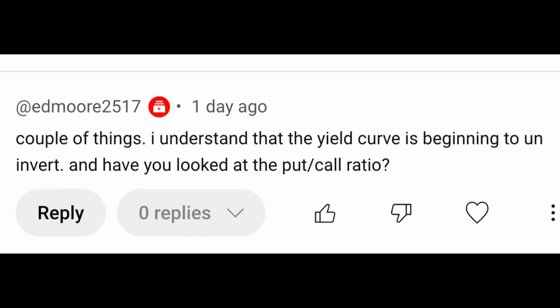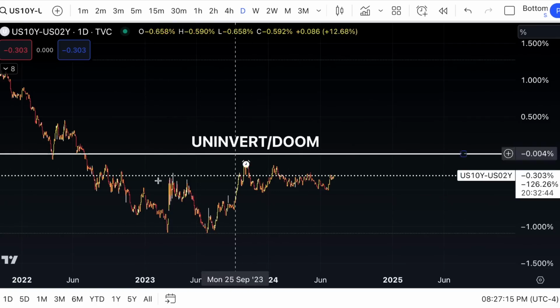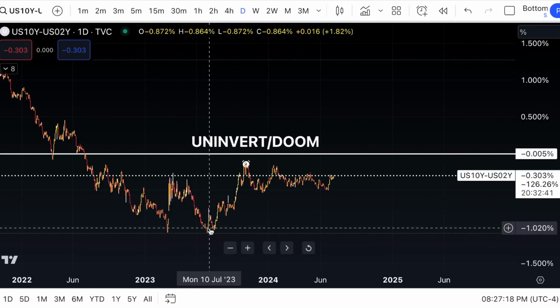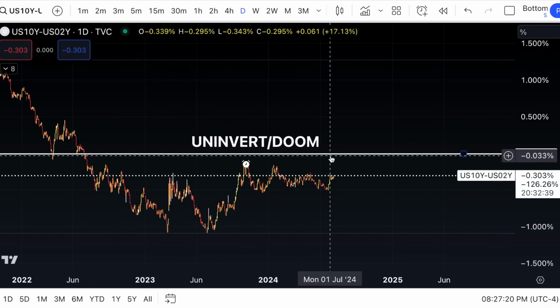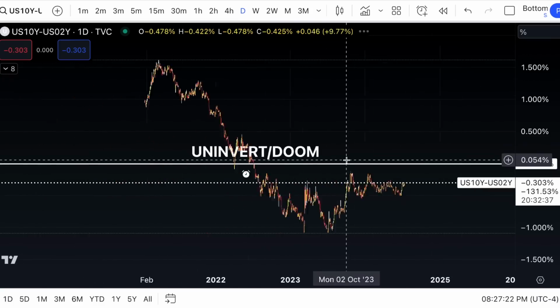And Ed Moore asked here, I understand that the yield curve is beginning to uninvert, and have you looked at the put call ratio? Well, speaking of the yield curve, yes, it is beginning to, I mean, it's been trying to uninvert, but until it gets above the zero line, that's when you usually don't see things break. And so we'll have to see what's going to happen.